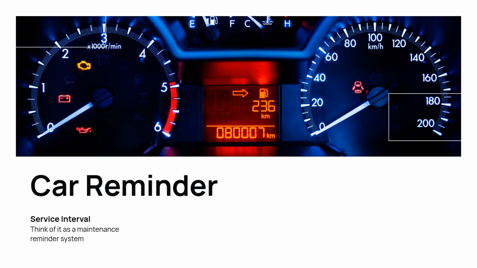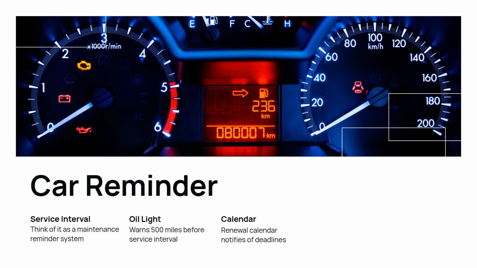Think about a car maintenance reminder system. It tells you 500 miles before the recommended service interval. An oil light on the motorway is not a reminder system. Your renewal calendar does the same thing for contracts. It tells you to act before the deadline arrives.